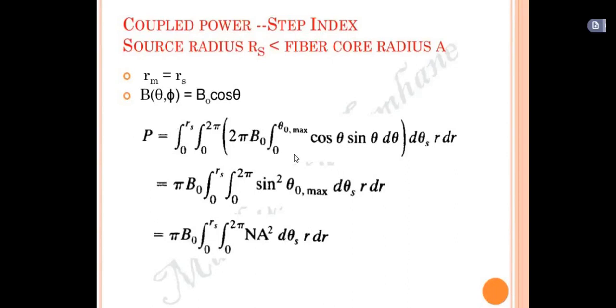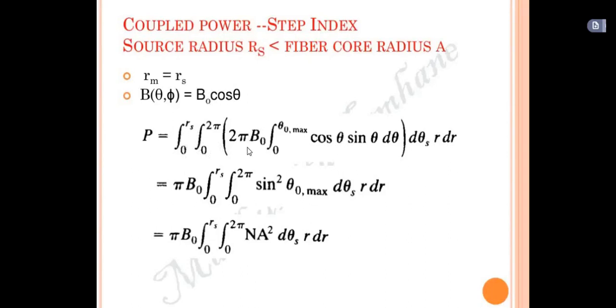What is the B of theta comma phi from the previous one? I am replacing it with B naught cos theta, right? You have already seen the Lambertian angle for that because it's equally distributed. If you see any direction, whatever the radius is, it should be equal in all directions. That also we have seen: B of theta comma phi is equal to B naught cos theta. So the same power is equal to this outer value, and it will be modified into this as it is.